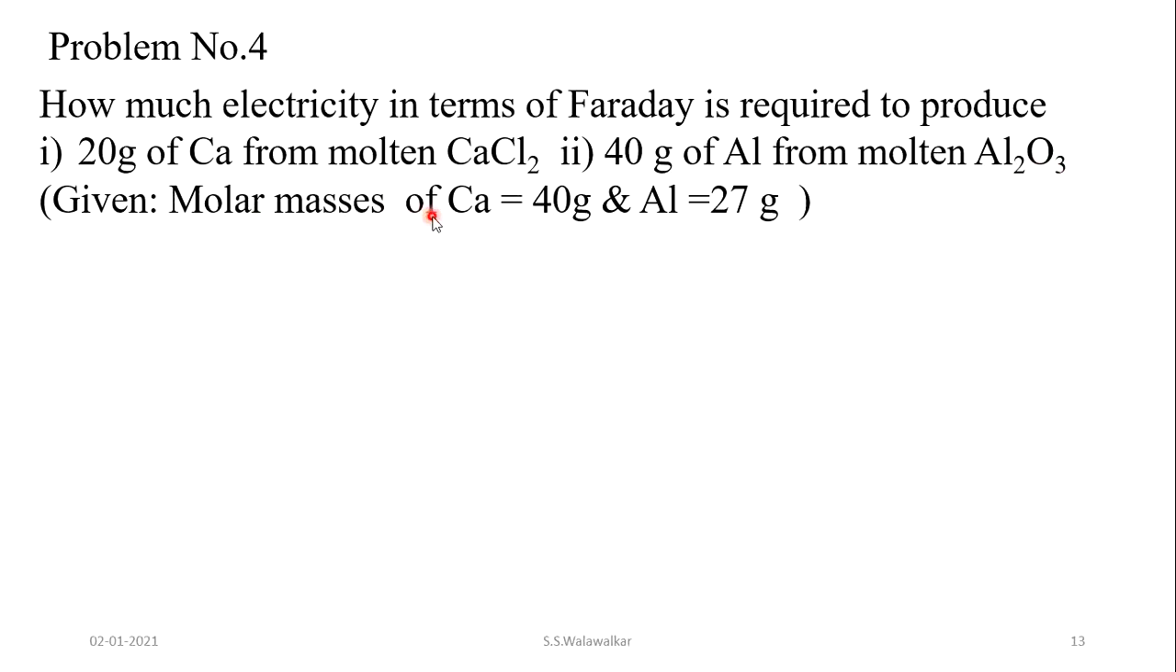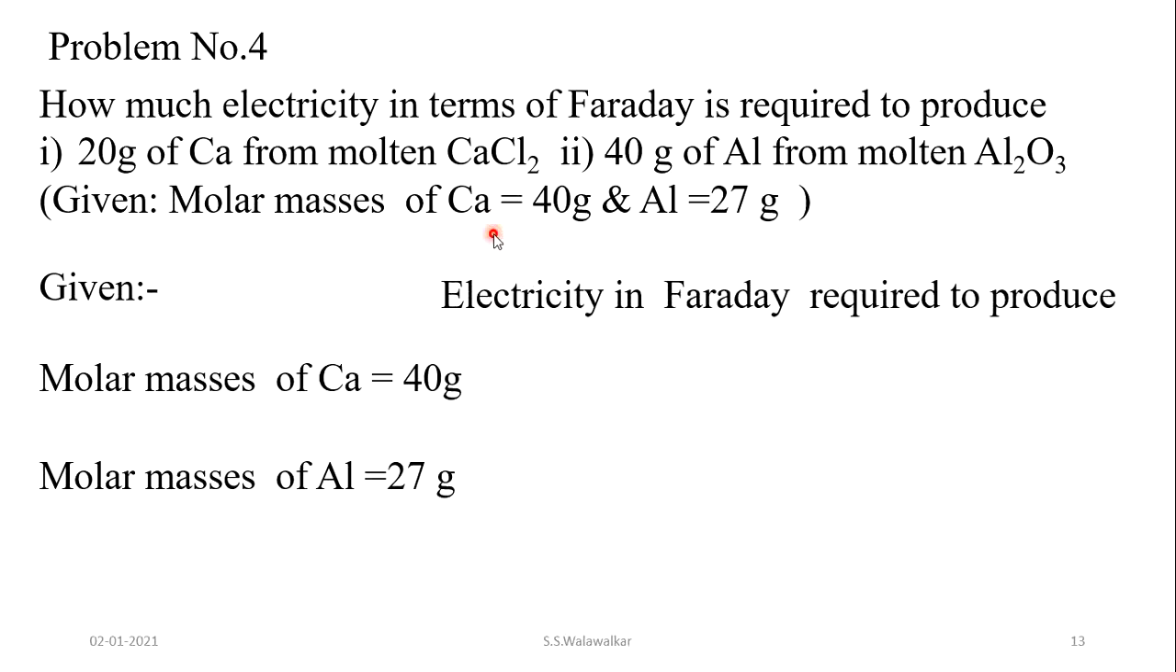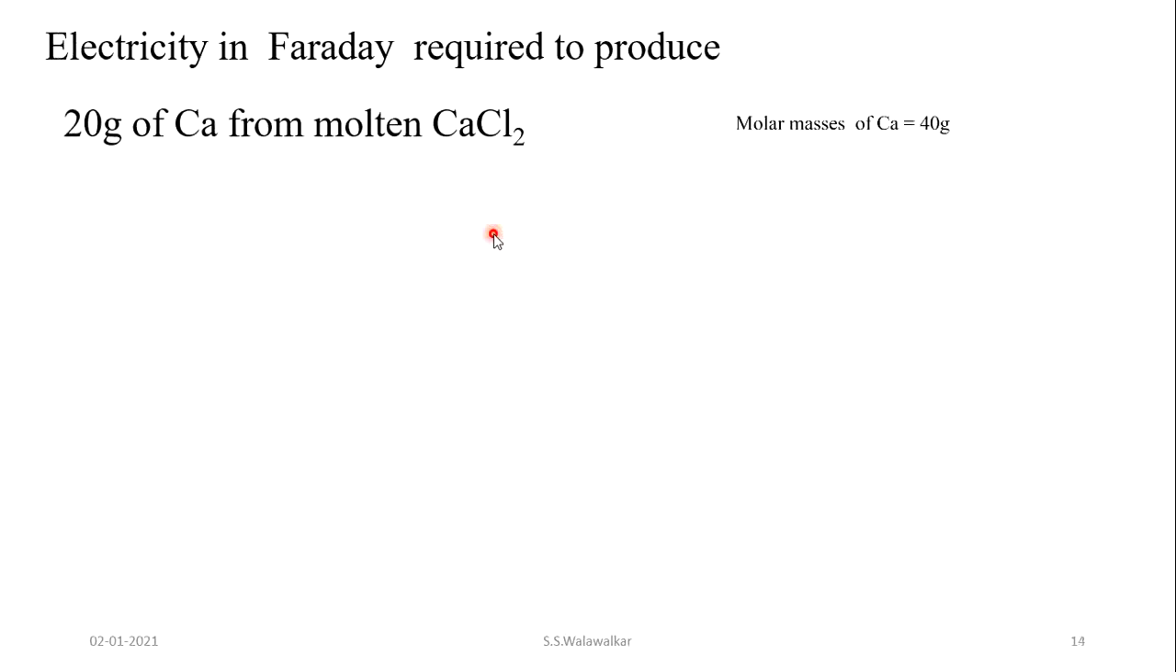And what is given? Molar mass of calcium is 40 gram per mole and aluminium is 27 gram per mole, that is given. Now from this you have to calculate what? Electricity required to produce 20 gram of calcium and 40 gram of aluminium. So molar mass of calcium is given, molar mass of aluminium is given, and you have to calculate electricity in Faraday to produce 20 gram of calcium and 40 gram of aluminium. To deposit this much quantity, how many Faradays are required, that you have to calculate.